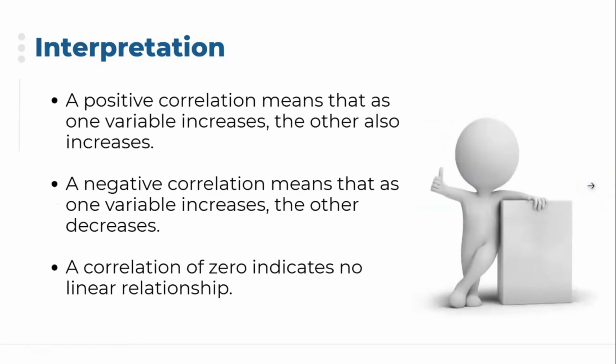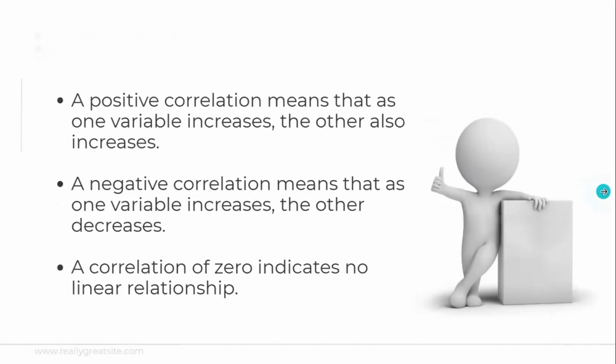So interpretation, we see that a positive correlation means that as one variable increases, the other also increases. It also means that as one variable decreases, the other also decreases. Basically, they move in the same direction. A negative correlation means that as one variable increases, the other decreases. As one variable decreases, the other increases. Now, a correlation of 0 indicates that there is no linear relationship.